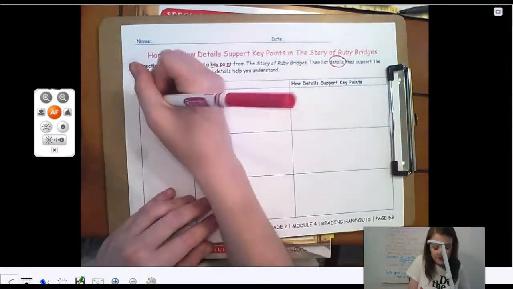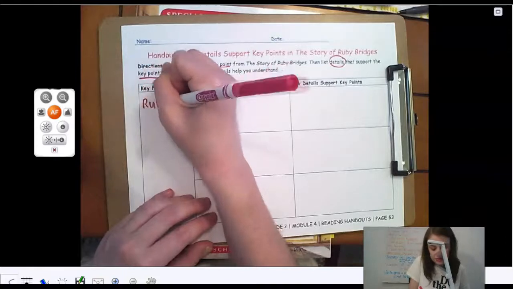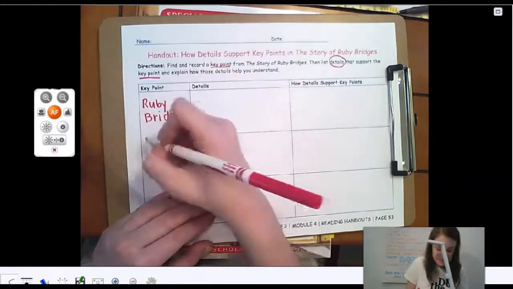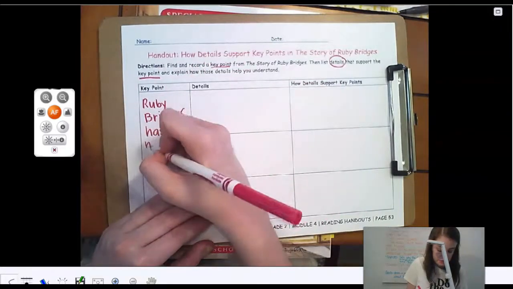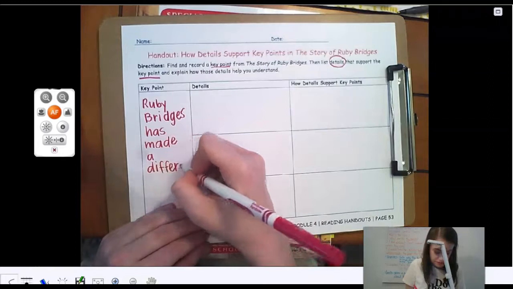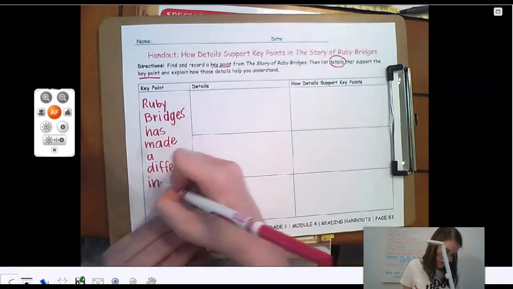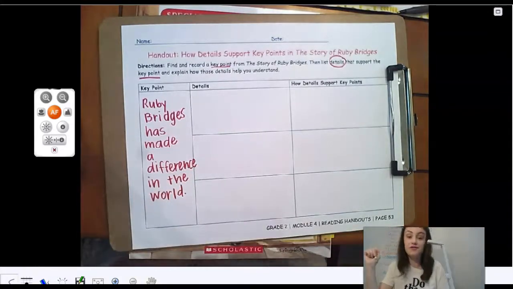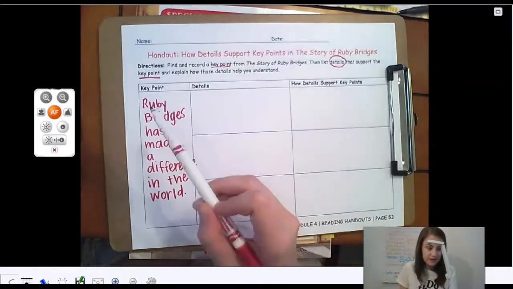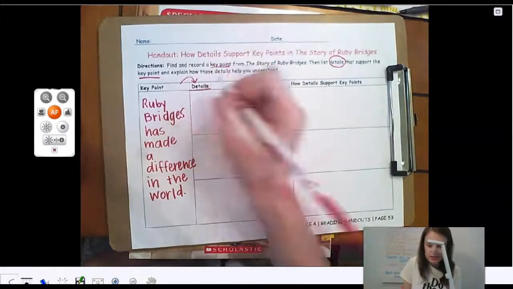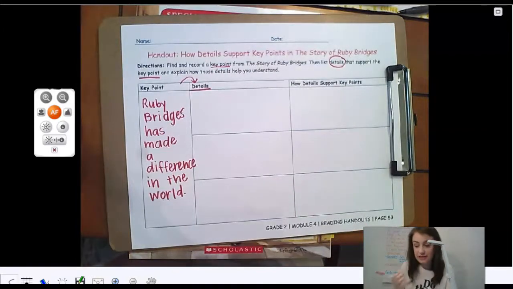The key point of the story is that Ruby Bridges has made a difference in the world. Because of her, life is different for all of us in the world. Okay, so that is the key point. That's the main idea the author shared. Now we need to look for details. Remember, details are pieces of information in the text.